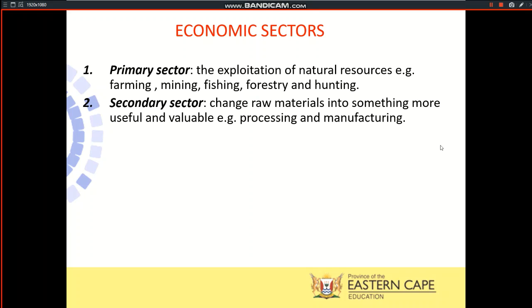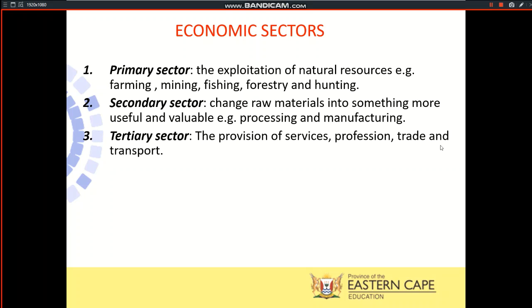Let's look at the secondary sector. In the secondary sector, raw materials are changed into something more useful and valuable. In other words, the processing and manufacturing industry, where people are processing and manufacturing goods. And here we speak of light industries and heavy industries, where people manufacture goods. It's called the processing and manufacturing industry.